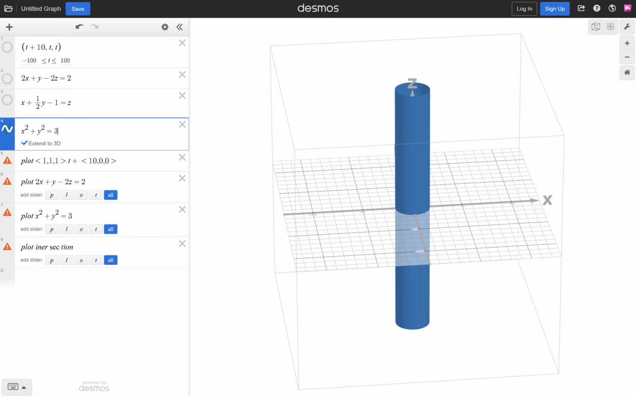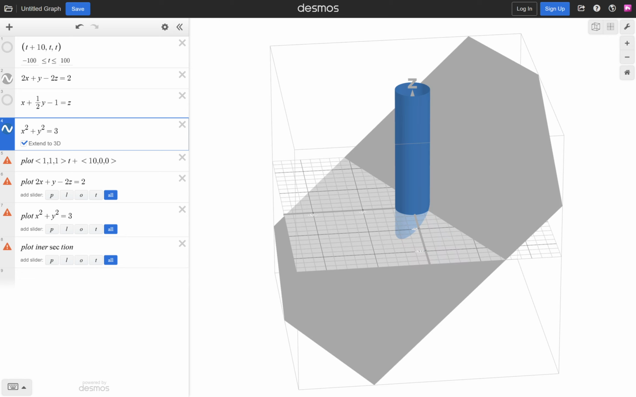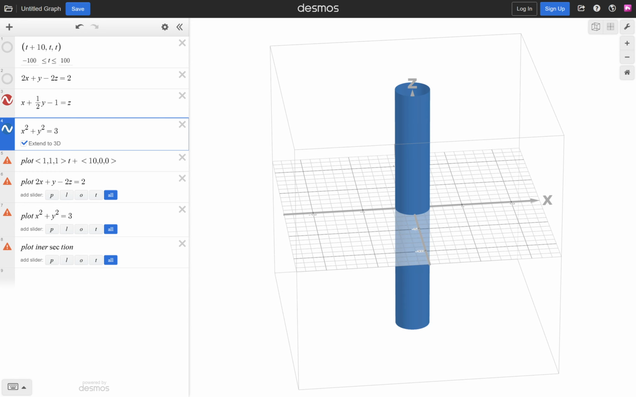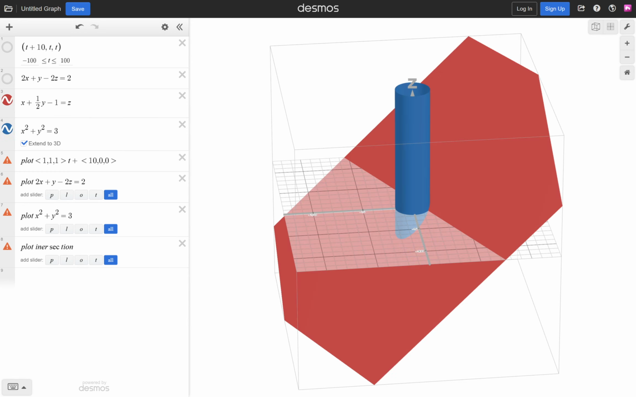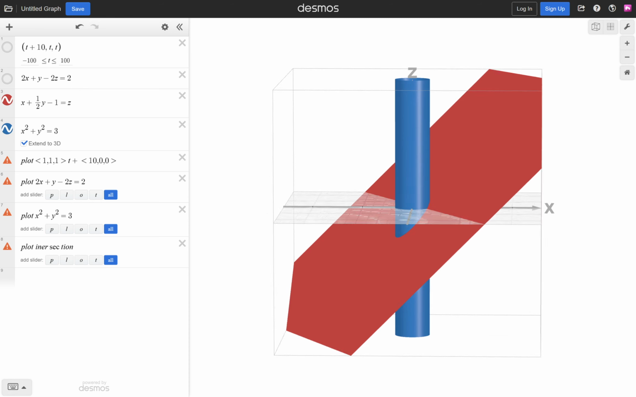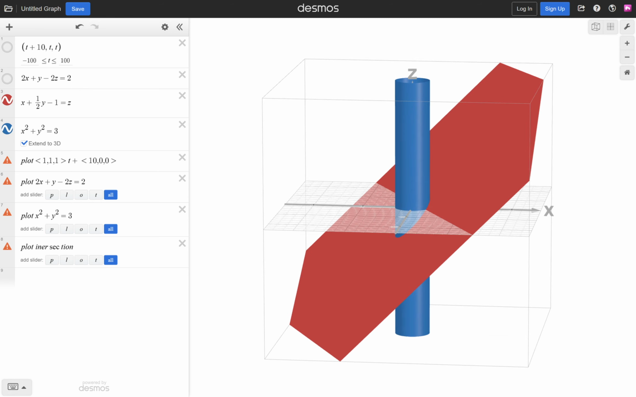Next, we are asked to plot the intersection between our original plane, I'll do a different color, our original plane and the cylinder we created. And since the plane intersects the cylinder at an angle, we know that the intersection will be an ellipse, not a circle. So we are asked to plot the intersection.